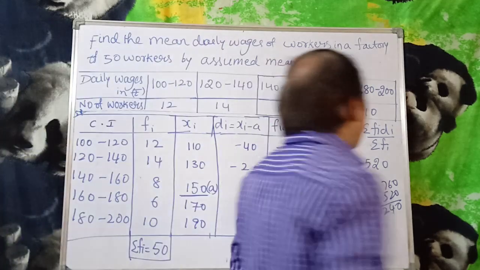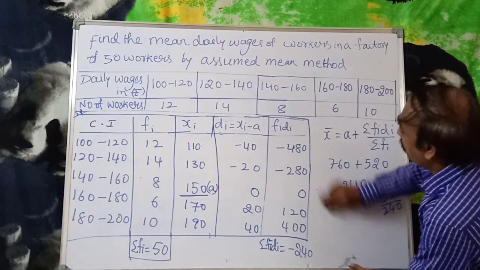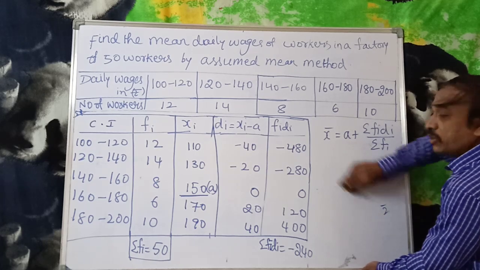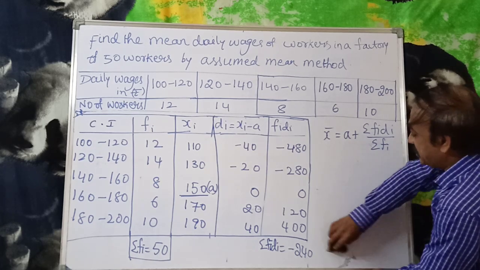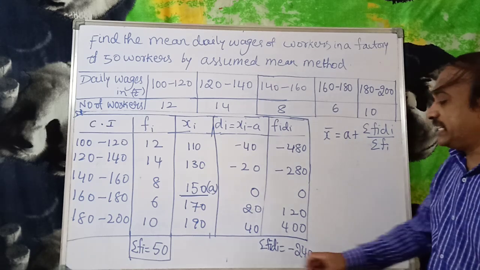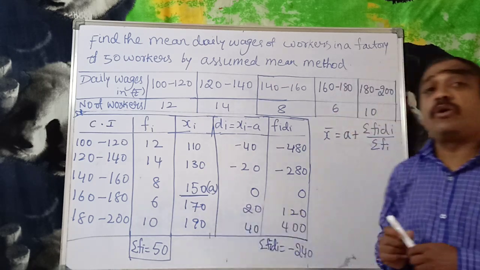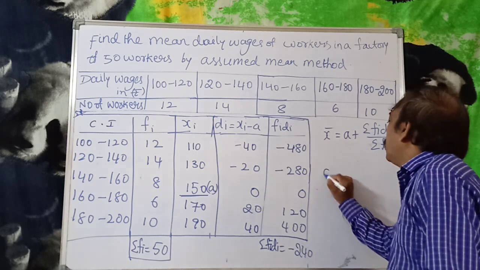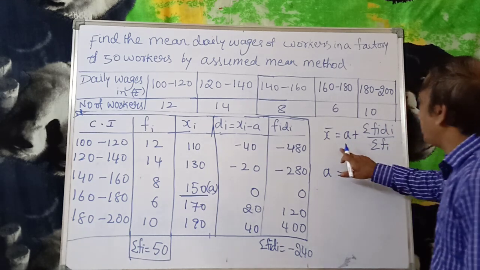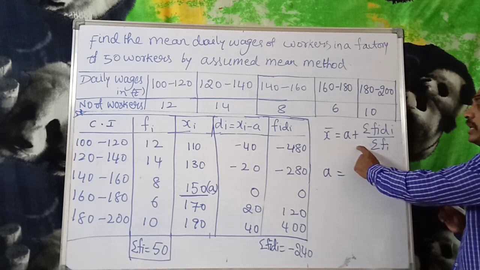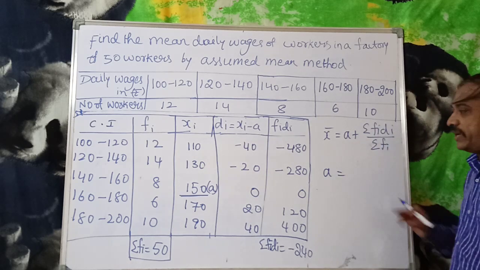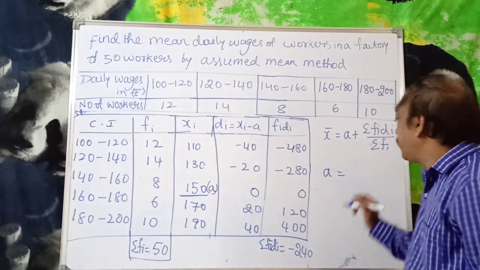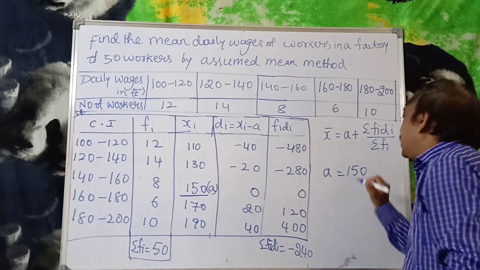Now we know the value of a, the value of sigma fi di, and the value of sigma fi also. So x bar is equal to, now write all the values. We have the formula: x bar is equal to a plus sigma fi di by sigma fi. The a value which we assumed is 150. So a is equal to 150.